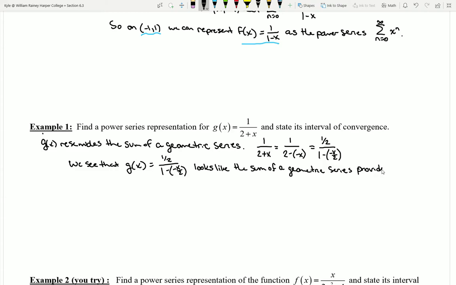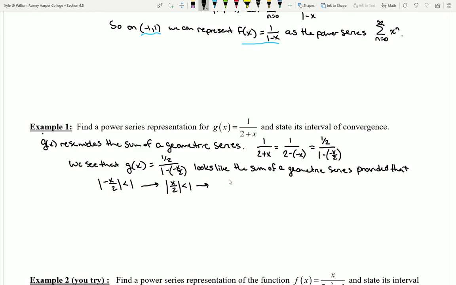provided that the absolute value of my r, which in this case is negative x over 2, is less than 1. Remember that in order to have a geometric series converge to something, I had to have my absolute value of r be less than 1. And so I can check to see when exactly this might apply. Now what I'll notice right away is that if I attempt to simplify this statement, the negative in there isn't really going to matter, because if I'm taking the absolute value, I'm going to remove that negative anyways. But since x might still be negative, I actually need to keep these absolute value bars.